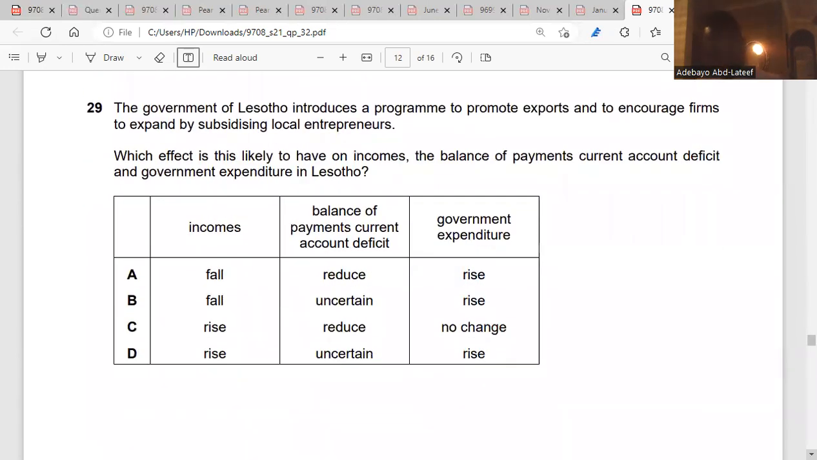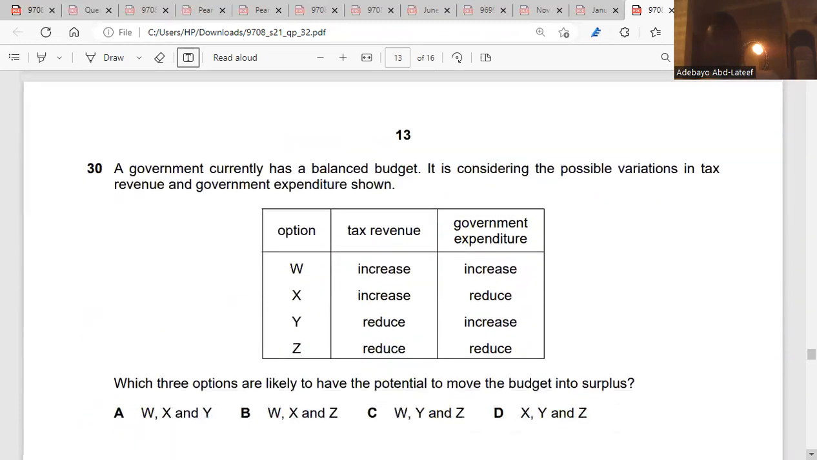29. The government of Lesotho introduces a program to promote exports and to encourage firms to expand by subsidizing local entrepreneurs. Which effect is this likely to have on incomes, the balance of payments current account deficit, and government expenditure in Lesotho? Income will rise. That's the first point. For the balance of payments current account deficit, we can't really tell right now, because it depends on other situations that involve import and export. But government expenditure will also rise. It's D.